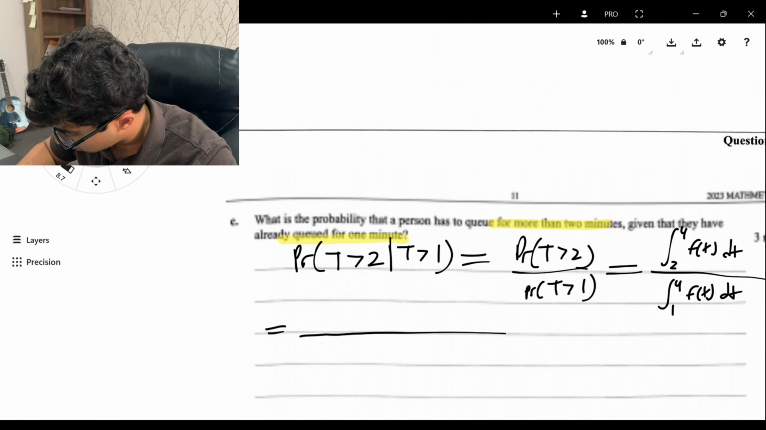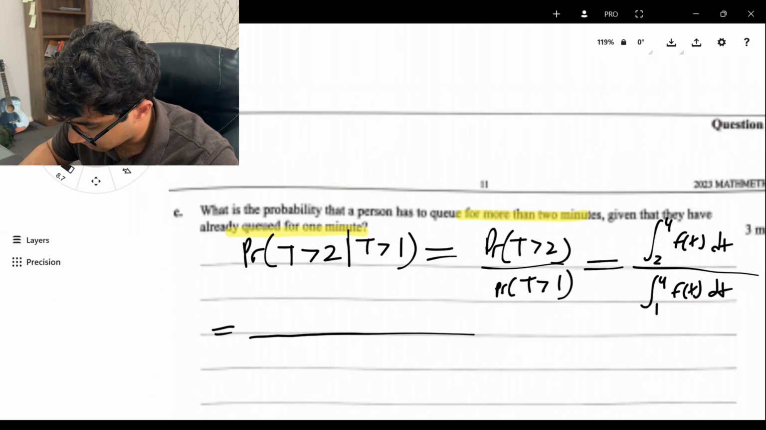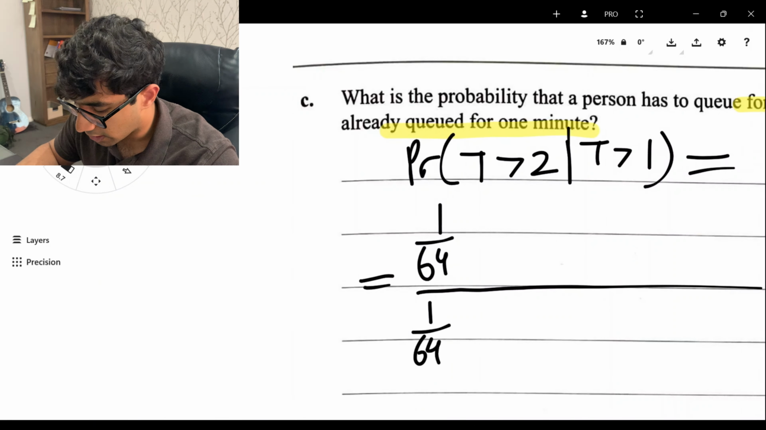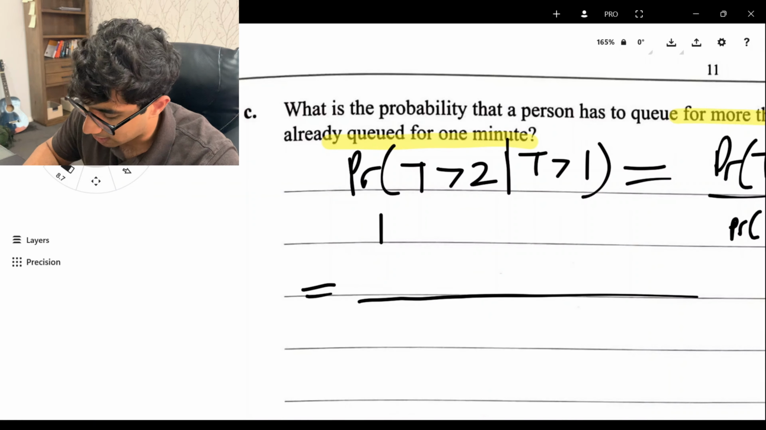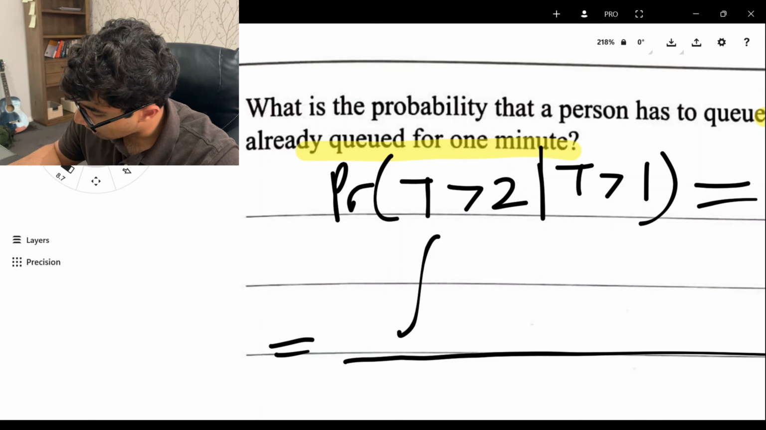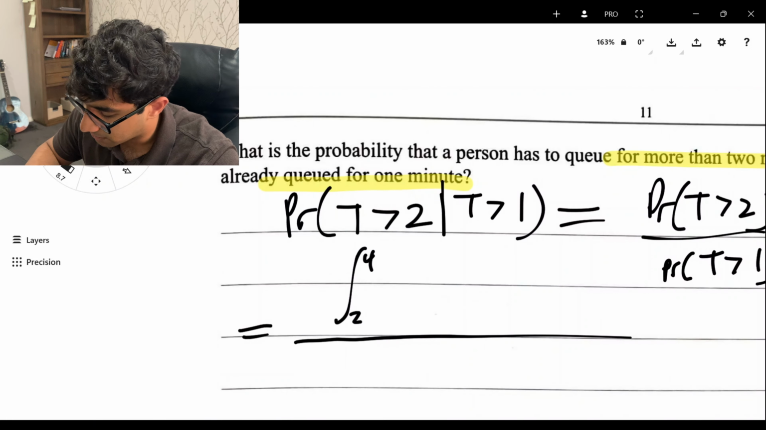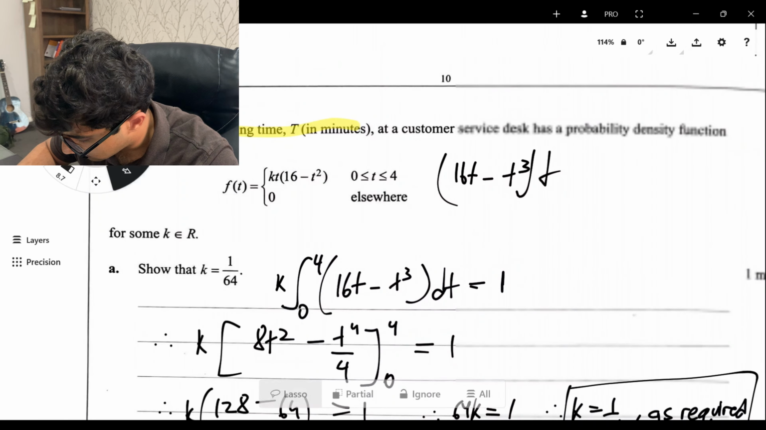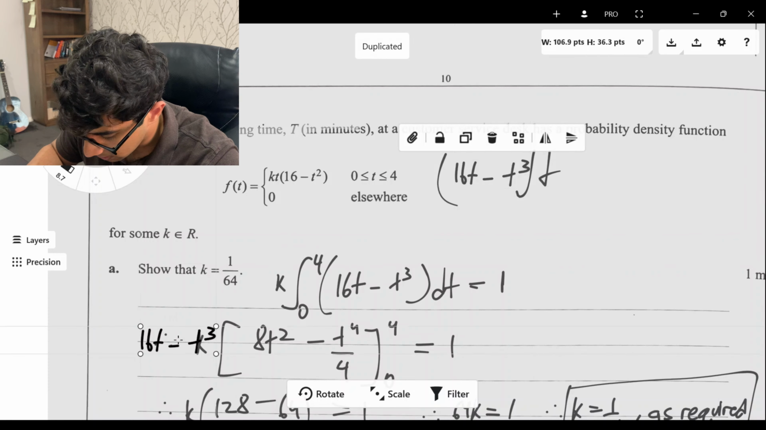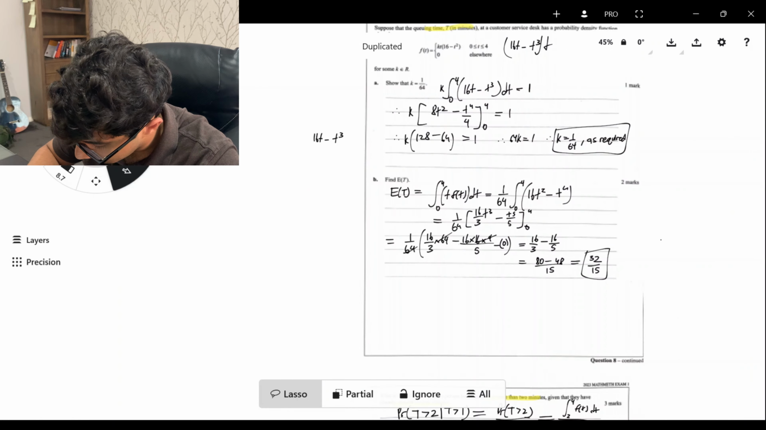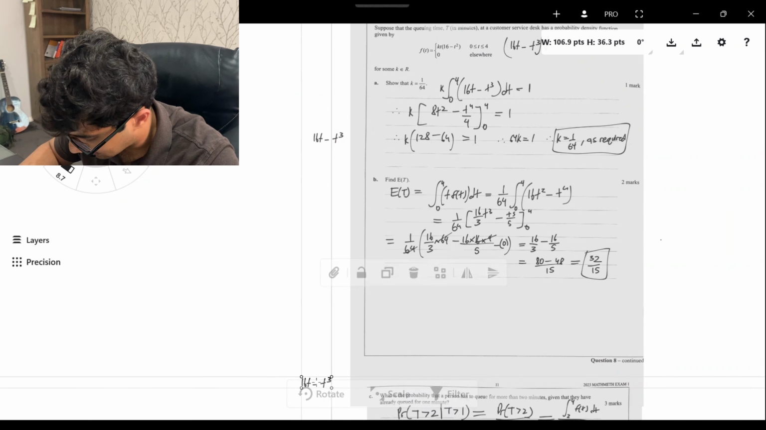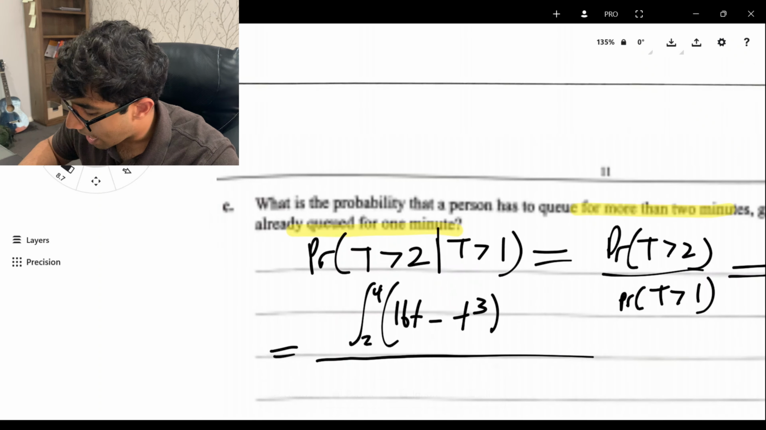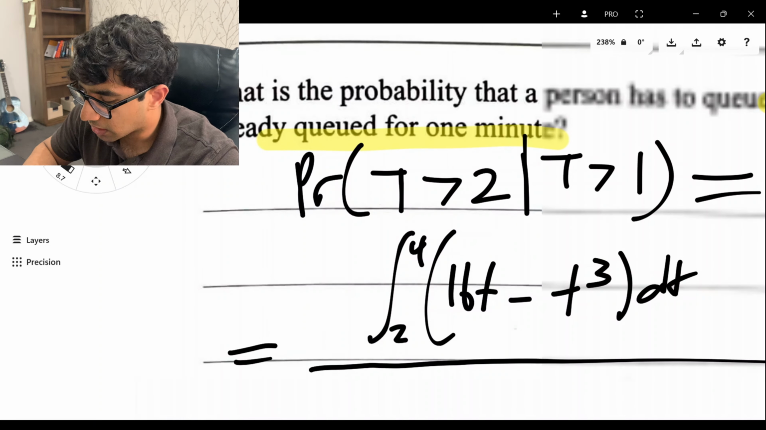So what I'm actually going to do is take out the 1 over 64 from the front. Let me write out the full thing so that you guys don't get confused with what I'm doing. The first thing that we have is from 2 to 4 for f of t. So f of t is equal to 16t minus t cubed. That's what we found earlier. I'm just dragging it down. 16t minus t cubed dt. And remember there's a 1 over 64 at the front. I'm going to bring that out.